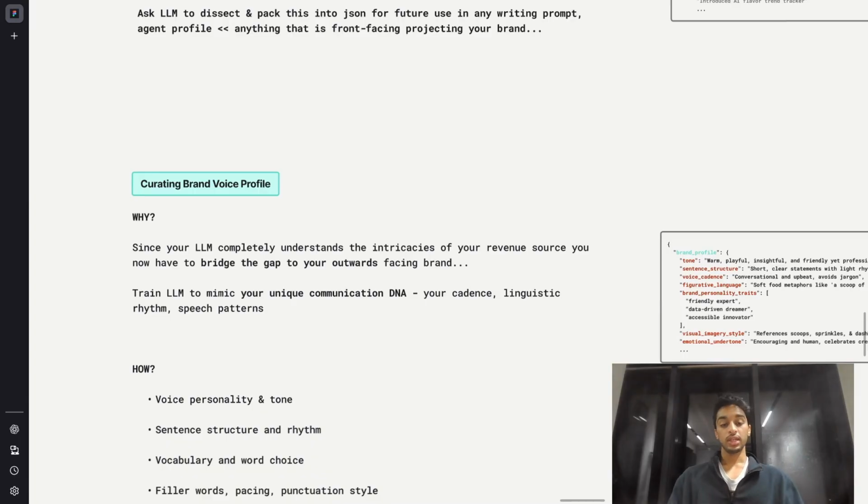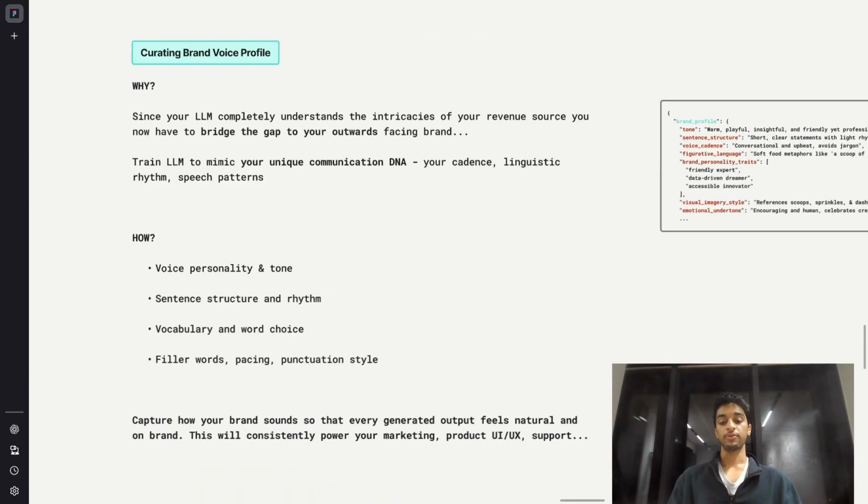So you can train these LLMs to mimic your unique communication DNA, your cadence, your rhythm, your speech patterns, and you can do this by filling out your brand profile using your personality, your tone, your preferred sentence structure, vocabulary, any sort of filler words or punctuation styles that you may use. I've just made this for text-based, but you can also go a step further and use this for your visual brand style, so the colors that you use, icon style, videography style as well, so that every single generated output feels natural and on point.